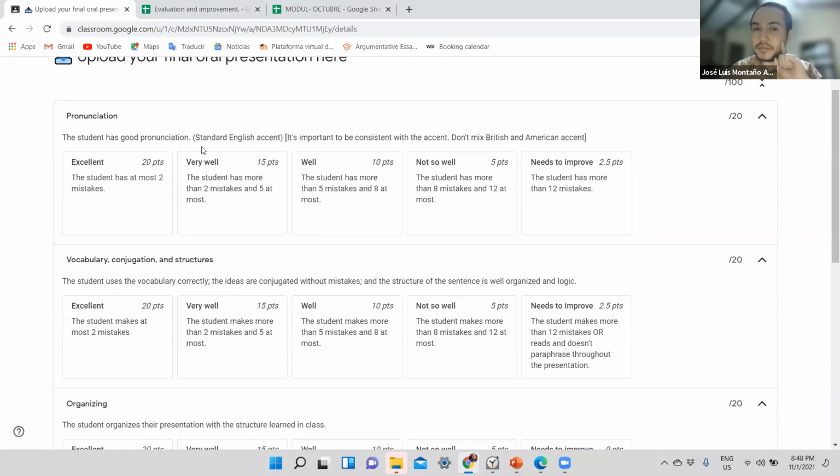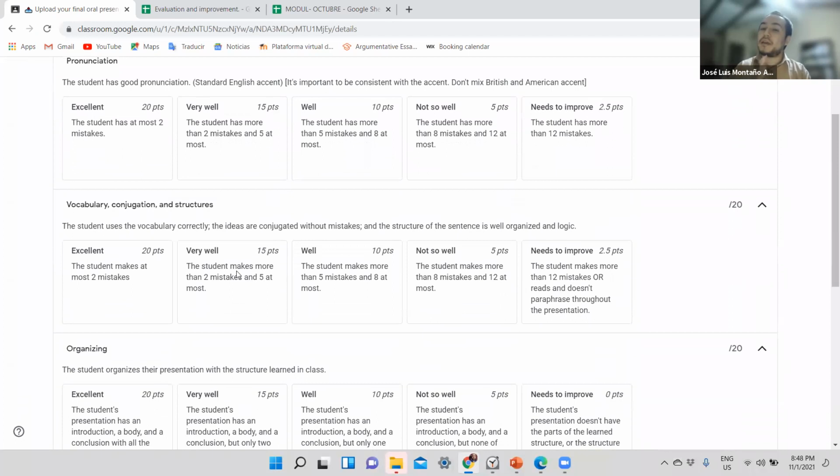So first, let's check what is the same. Pronunciation, the same, we don't have any changes here. It's 20. Here we have one change, and this is very important. Why? I'm going to tell you why when we get to the point that is different. Vocabulary, conjugation, and structures. Everything is the same except for this. So you're going to have the 20 points here if you make at most 2 mistakes. If you make more than 2 mistakes, you're going to be losing some points.